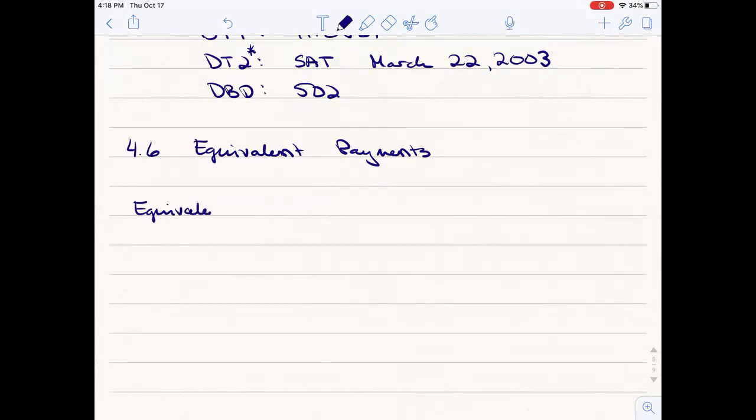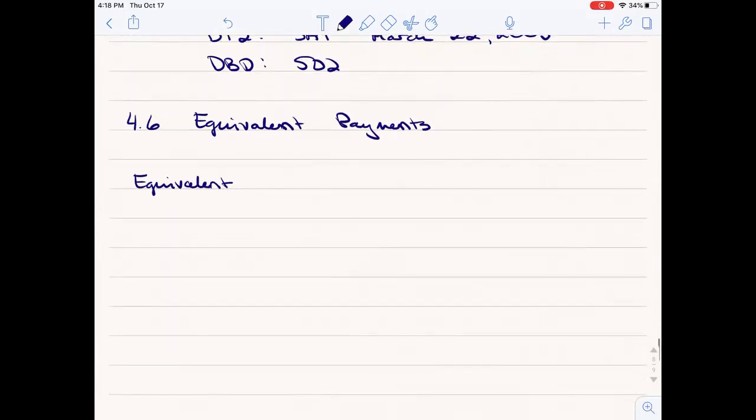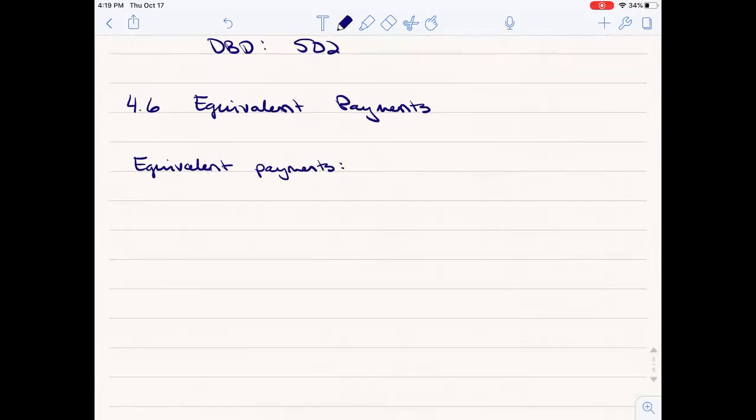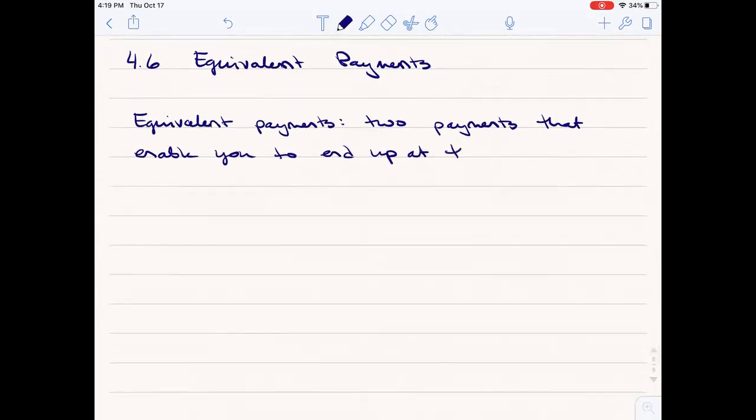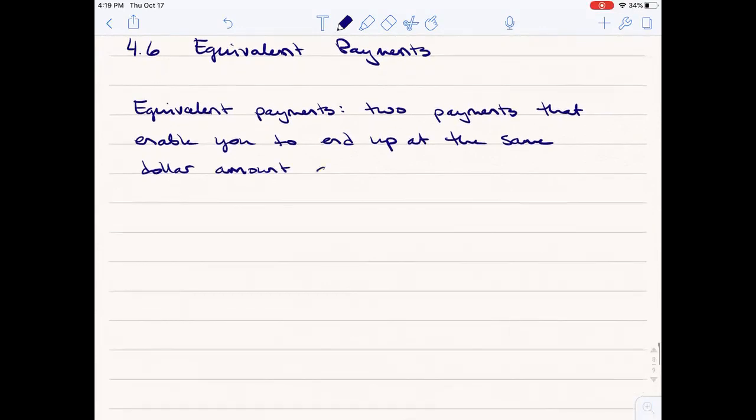First, we'll define it. Equivalent payments is two payments that enable you to end up at the same dollar amount at a later date. So it's two payments that enable you to end up at the same dollar amount at a later date.